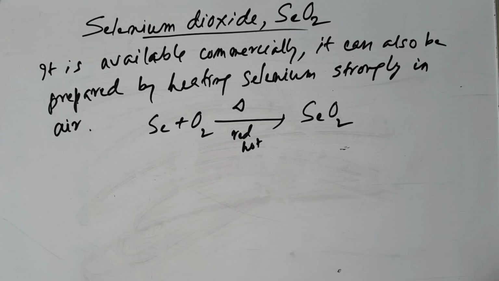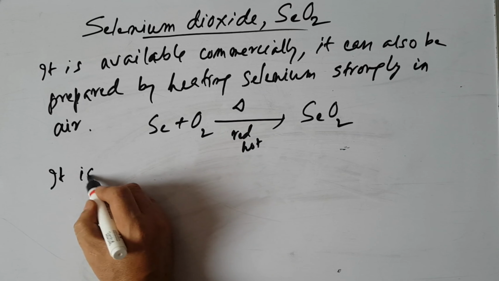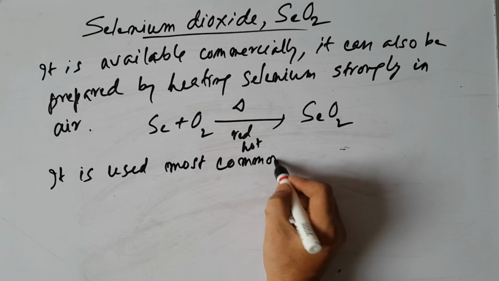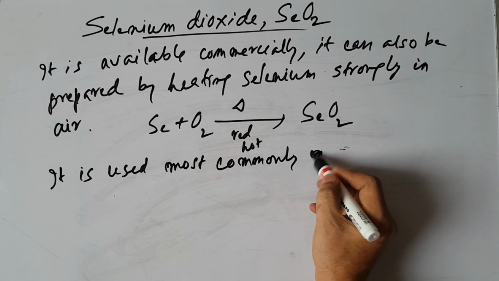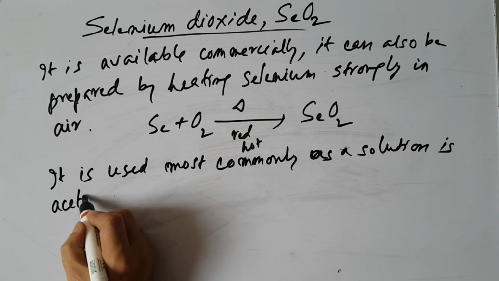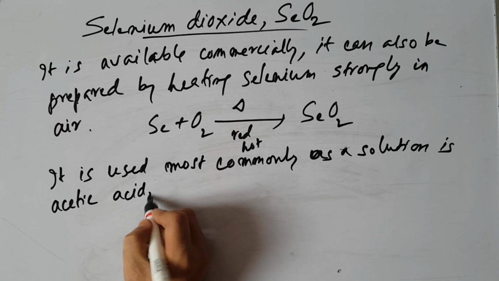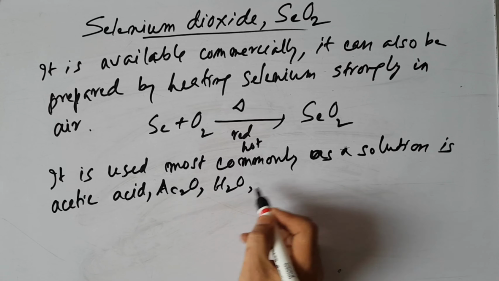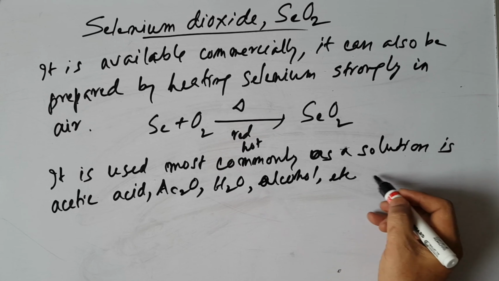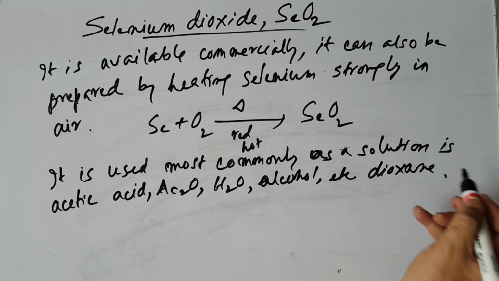It is very simple. Selenium dioxide is mostly used as a solution in acetic acid, aqueous or dilute acetic acid, acetic anhydride, water, or alcohol, or in the presence of dioxane. So mostly it is used in solution form.